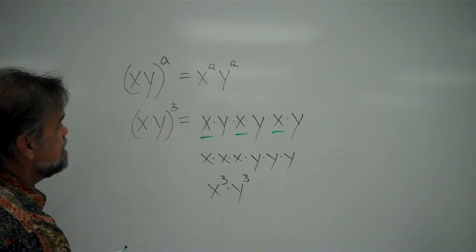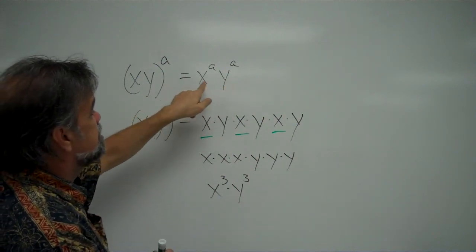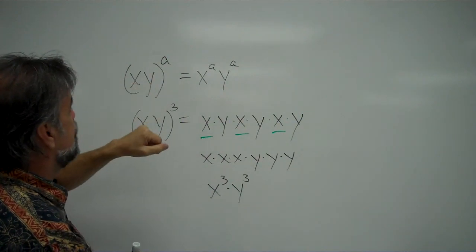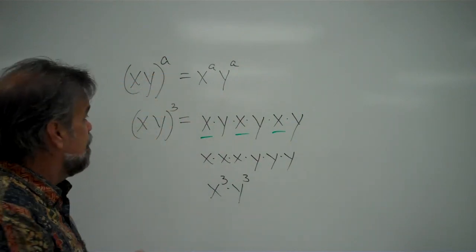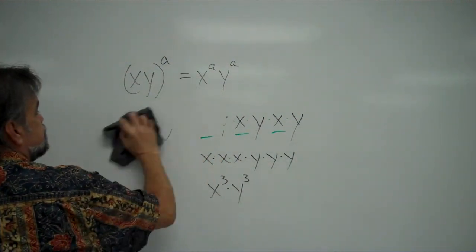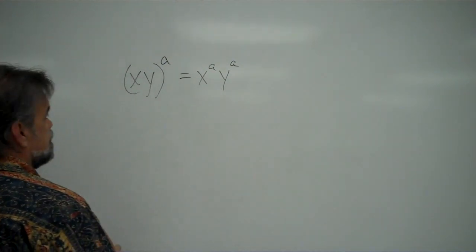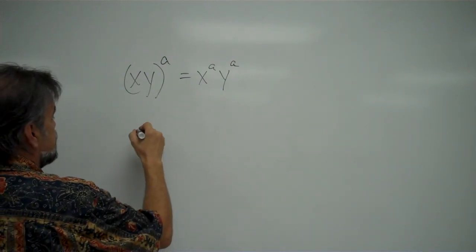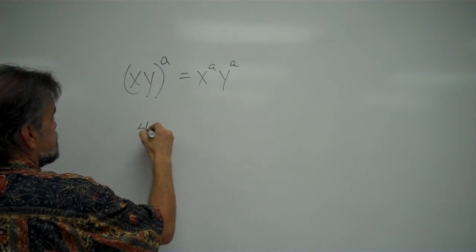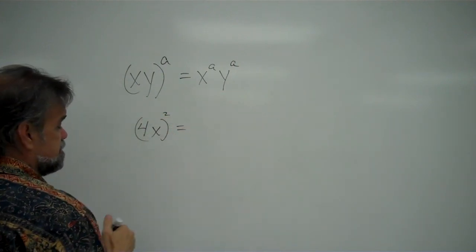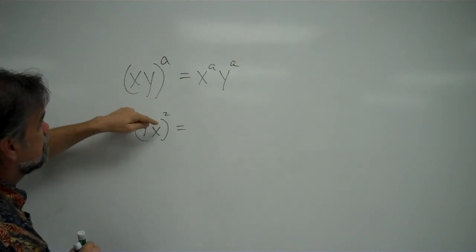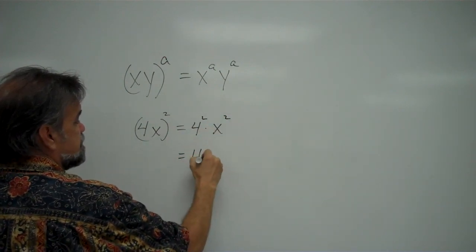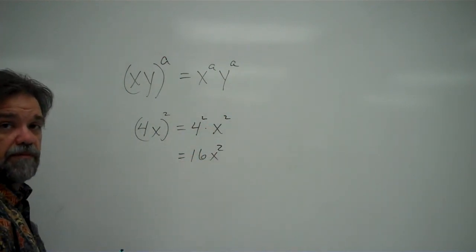So what that means is, if you have a couple of different bases taken to the same exponent, you can combine those into one base and have it to that same exponent. It also means that if you have a base that is actually the product of two different factors, let's say 4x squared, you can distribute that exponent and say this is 4 squared times x squared, which is 16x squared. And that's a true statement. All right?